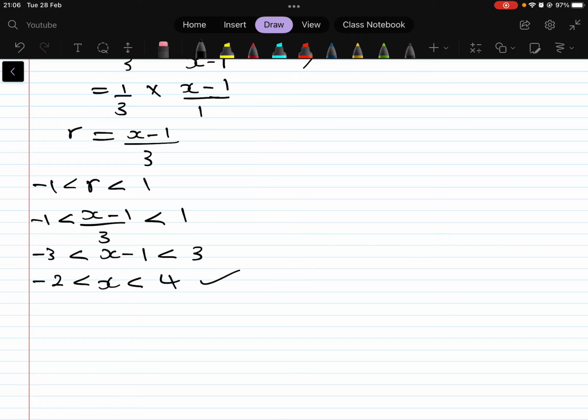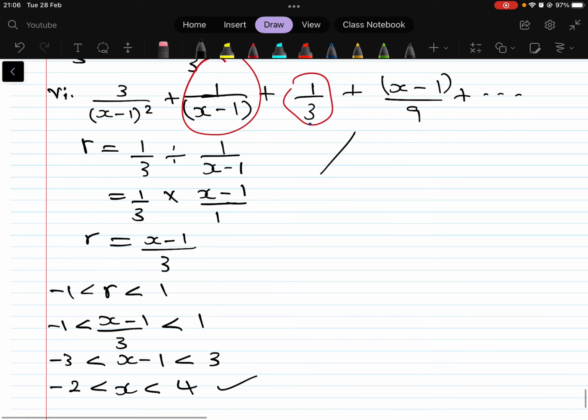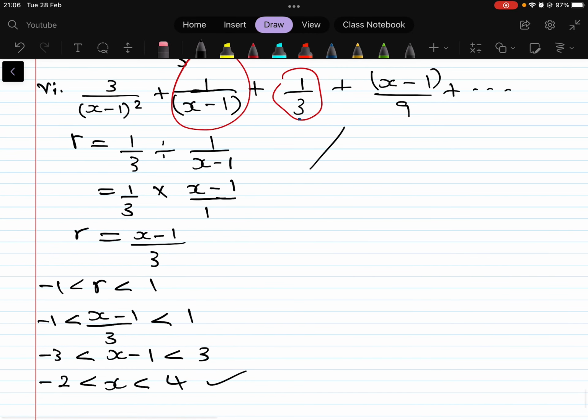I hope now you know how you can determine whether or not a series converges, and also be able to determine the value of x for which a series will converge.